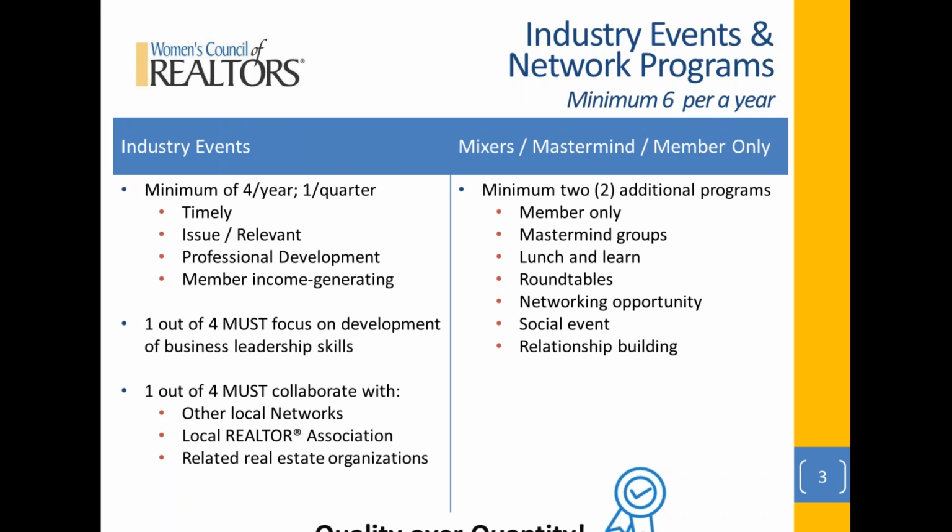So now let's think about network programs. As Heather mentioned, there are to be 4 industry events, but there are to be a total of 6 events per year. So the network programs, there will be 2 of those, a minimum of 2 additional programs. They could be member only, mastermind groups, lunch and learns, things like that. The other 2 programs should focus on member networking and relationship building.